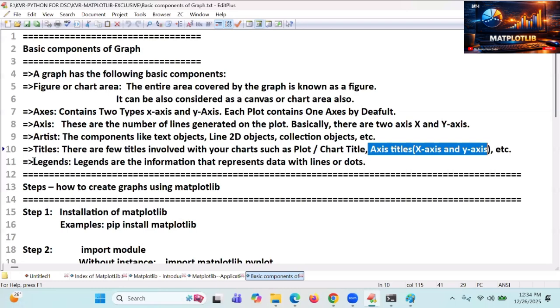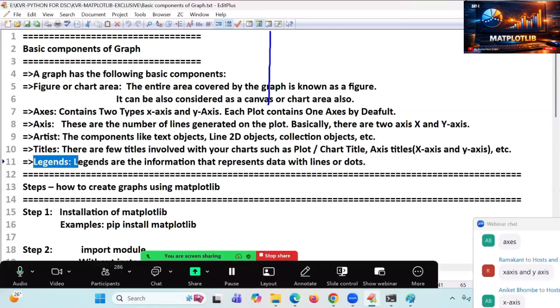Next, there is one more thing called legend. For example, this is the diagram. This shows the number of months and the fruits which are selling.